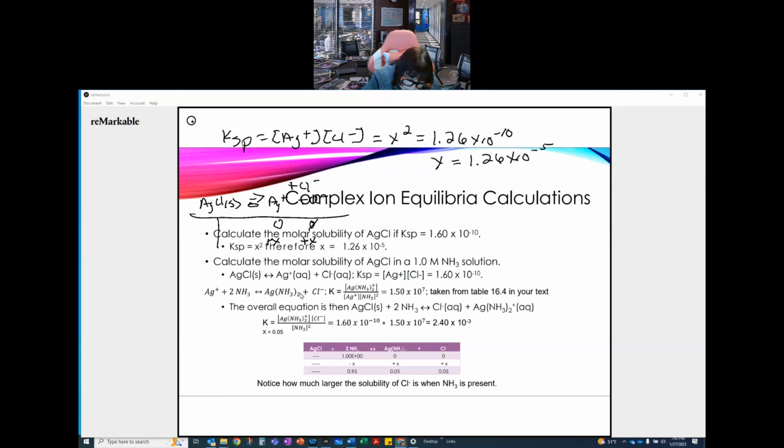Where am I looking at? Oh, that should be a plus. And that gives me Ag(NH3)2+ over Ag+ times NH3 squared, and that has a value of 1.7 times 10 to the minus fifth.